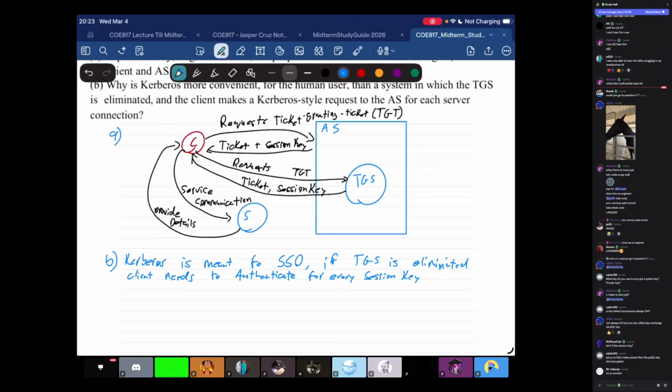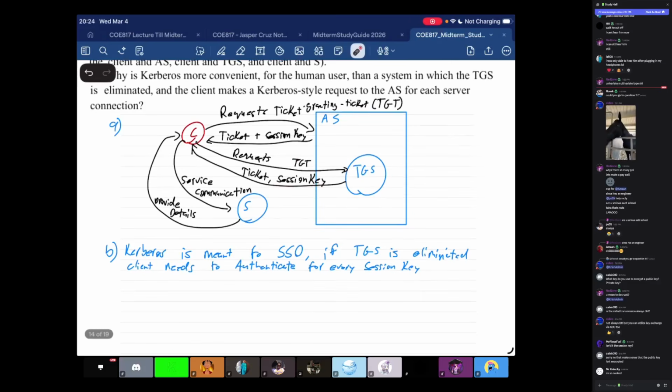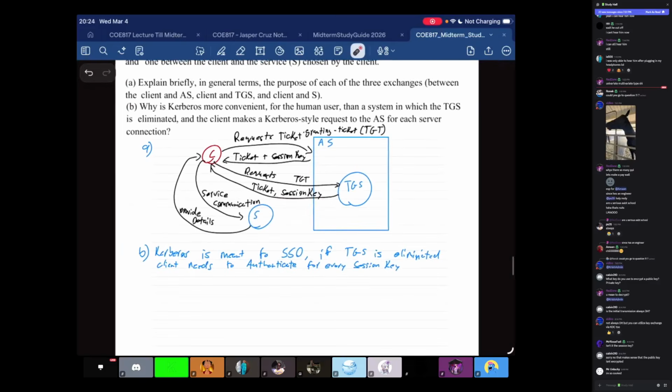Whereas if TGS exists, once it has the communication key to start communicating with TGS, it will just have to request TGS, request TGT, and get that session key to communicate with the service. It will communicate with the service until the session key expires or the tasks it needs the service for are done, so it no longer needs to communicate with that service going forward.